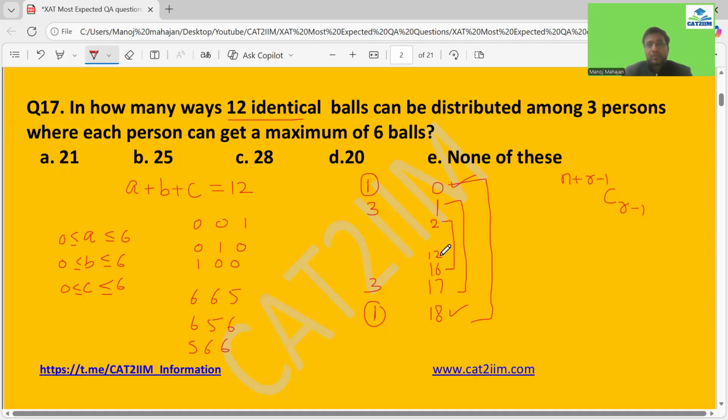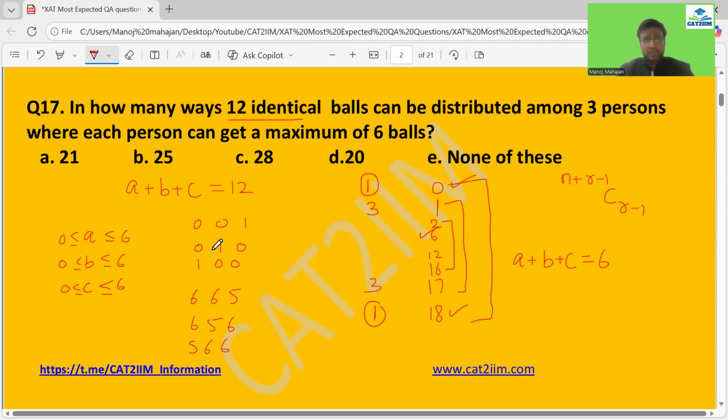So if I make 12, or 18 minus 12, that is 6. So if I try to make the sum total as 6, you would have exactly the same number of cases as you had for the sum total as 12. So now once you convert this to A plus B plus C equals 6, it becomes a very easy problem for you. You don't have to subtract any cases out here.